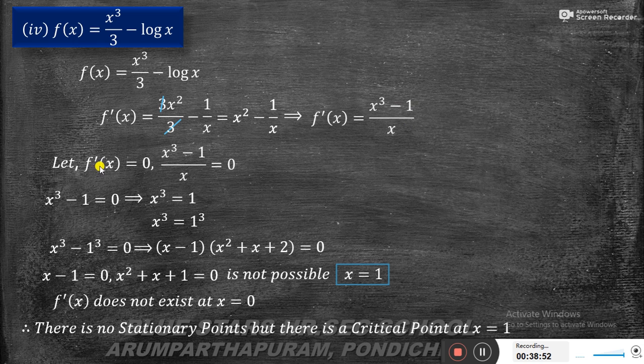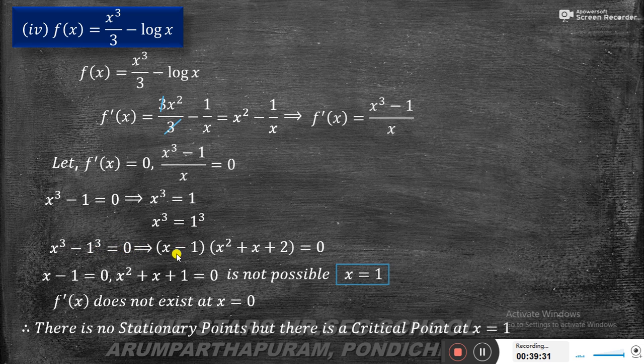The next step, I take f dash of x equal to 0. So (x cube minus 1) by x equal to 0, which means the numerator equal to 0. So x cube minus 1 equal to 0. This minus 1 I write on the right hand side as plus 1, so x cube equal to 1, and this 1 I write as 1 cube. Then this 1 cube I write on the LHS, so x cube minus 1 cube equal to 0.